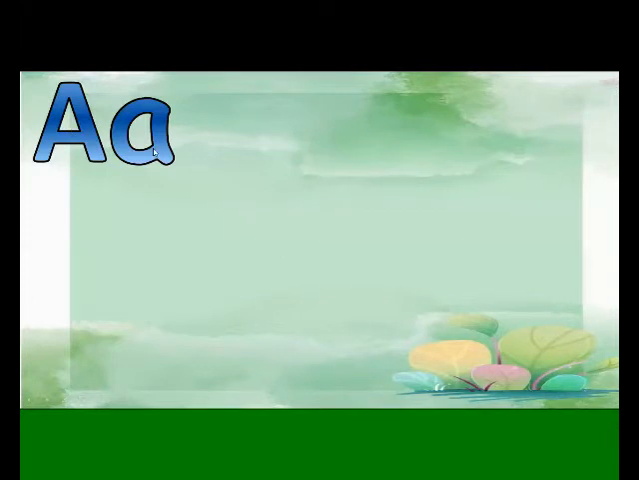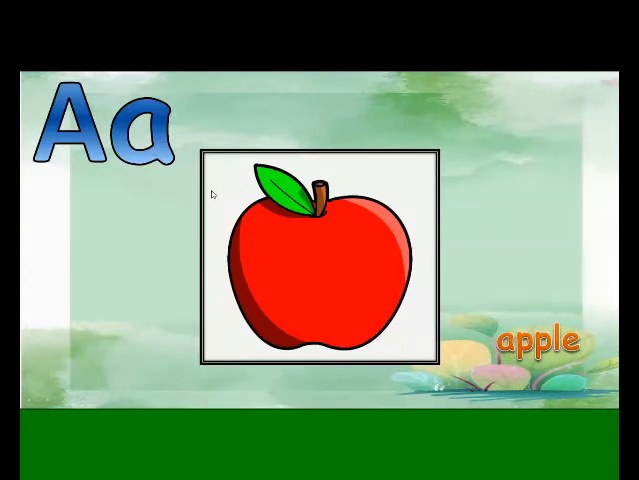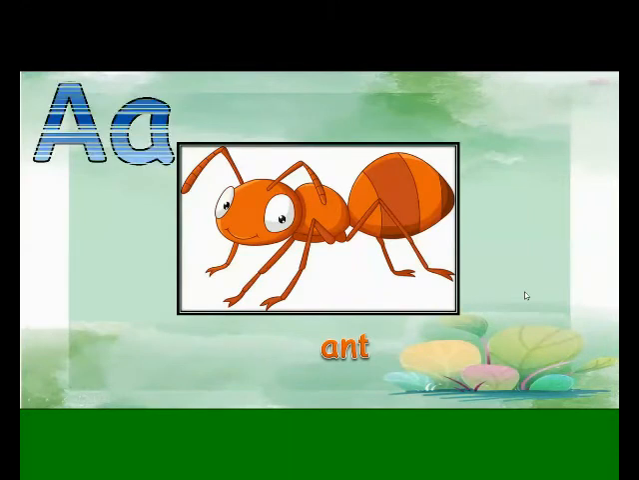It's a letter A and the object is apple. What is this? This is an apple and it is a fruit. Its color is red. Do you like apple? Yes. Some people like apple and some people don't like apple. And the next object is ant. A ant. This is an insect and its color is black. It is harmful for us.